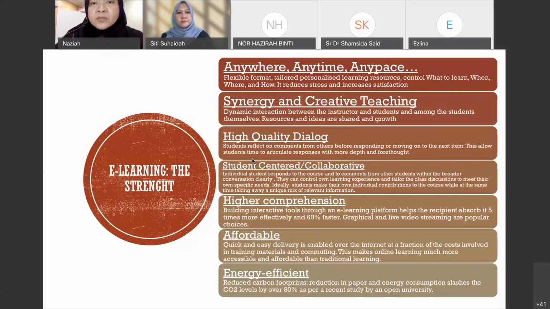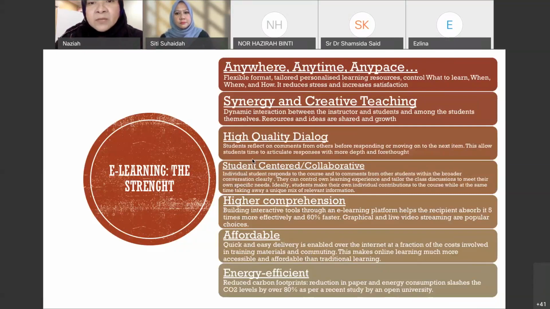Individual students respond to the course and to comments from the other students within the broader class, so that we can have quality students who can communicate clearly and achieve the objective. The student can control the learning experience and tailor the class discussion to meet their own specific needs. For higher comprehension, it builds interactive tools and an e-learning platform so that all the stakeholders, all the students and educators, will effectively apply IT technology.